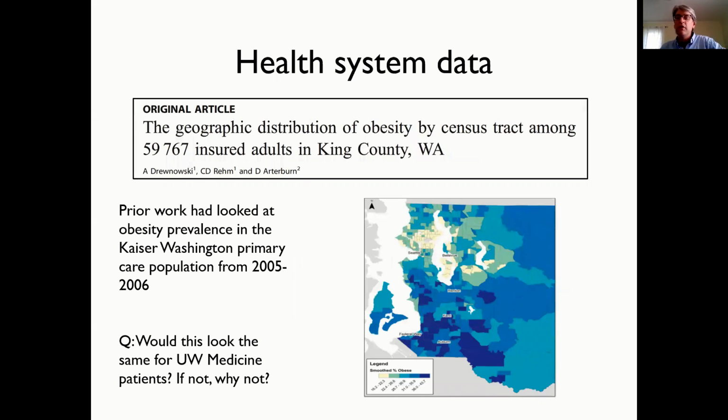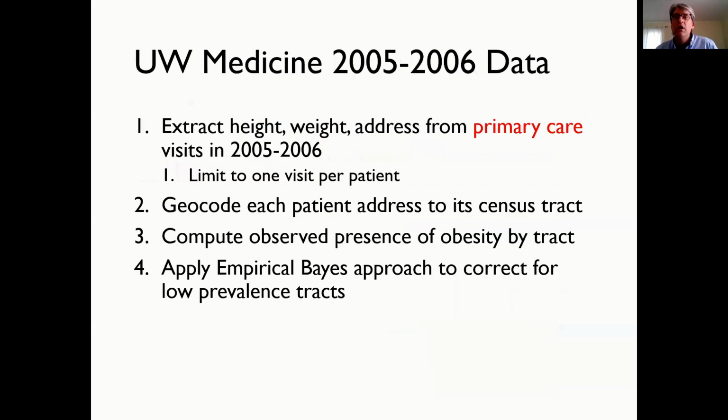For the health system data, I'm building on some prior work that some colleagues had already done to look at obesity prevalence in the Kaiser Washington primary care population from 2005 to 2006 in King County, Washington. This map shows what that looks like. In general, blue areas have higher obesity prevalence, and as you can see, there's more obesity in South County and less obesity in the core Seattle area. This is not unexpected based on general population demographic trends.